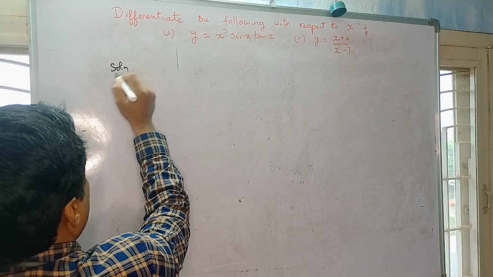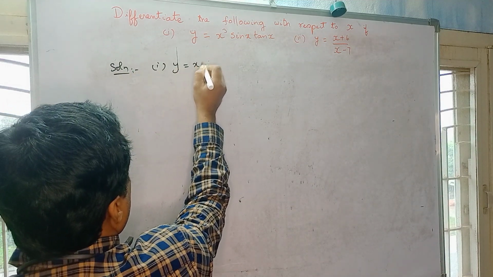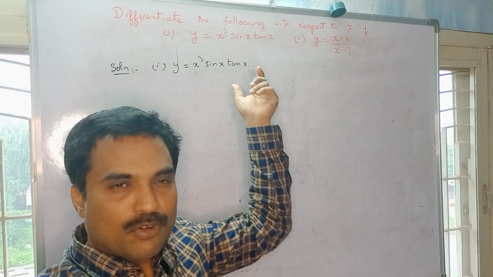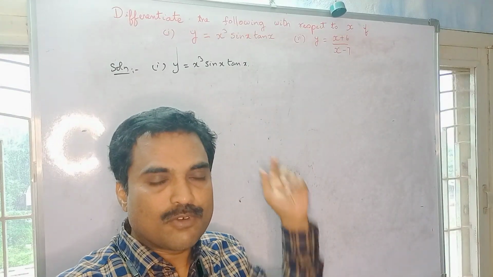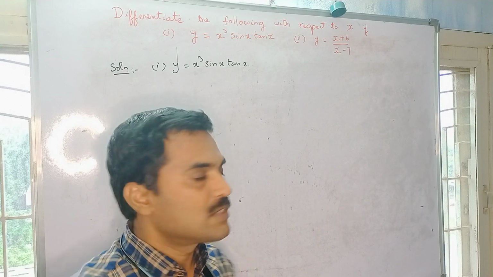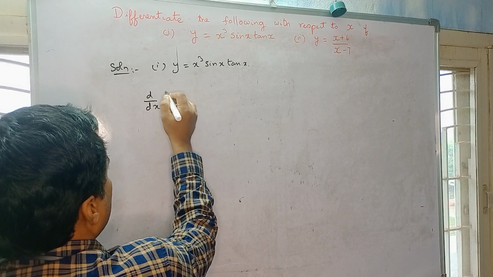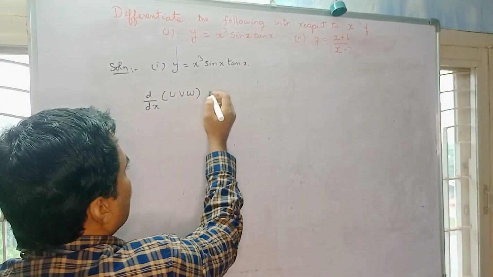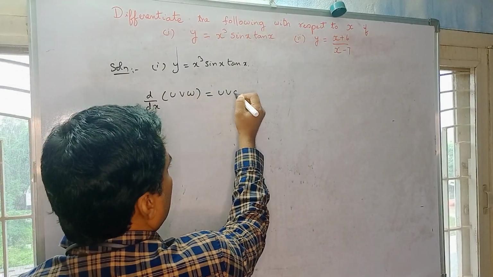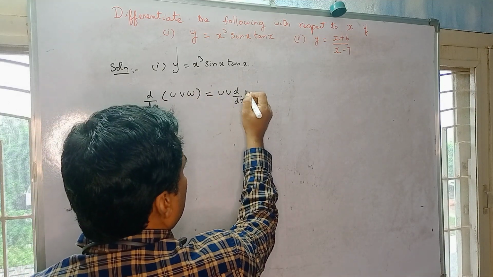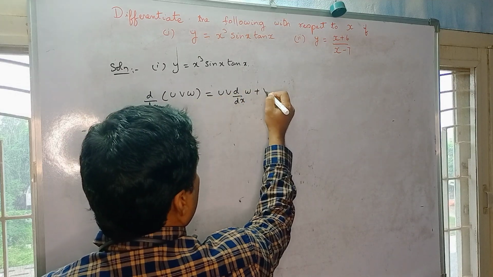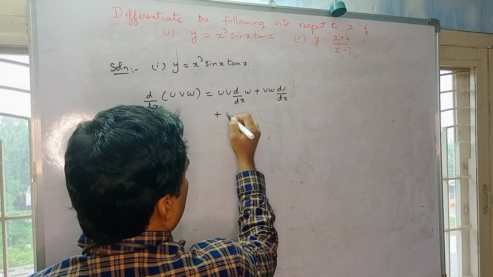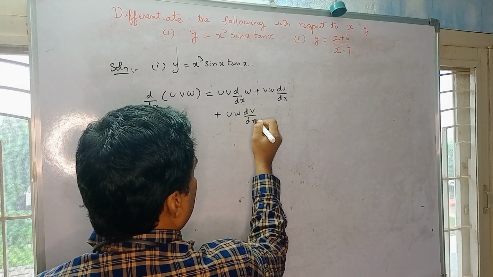Solution. The first one is y equal to x cube sin x tan x. As I told you, this right hand side is a product of three functions, so you have to use the product rule of three functions. First we'll write the formula. d by dx of u v w, where u, v, w are three functions of x. We keep the first two functions as constant, u v, then differentiate the third one, d by dx of w, plus v w, differentiate u, that is du by dx, plus u w, and then we differentiate v, dv by dx.